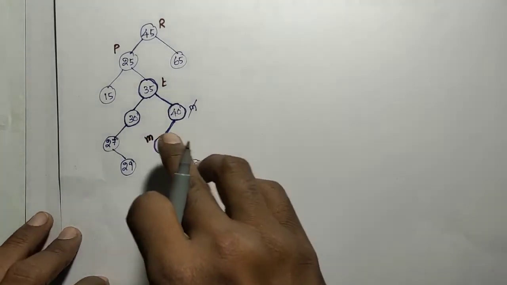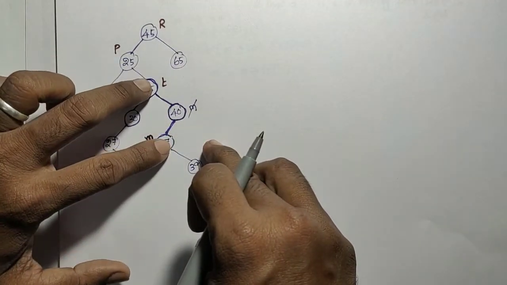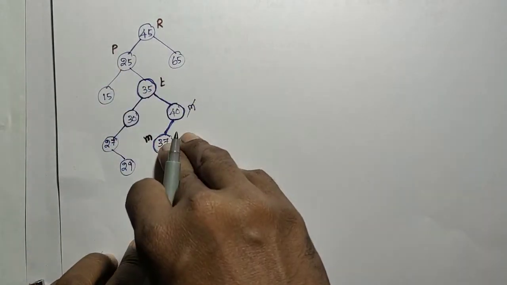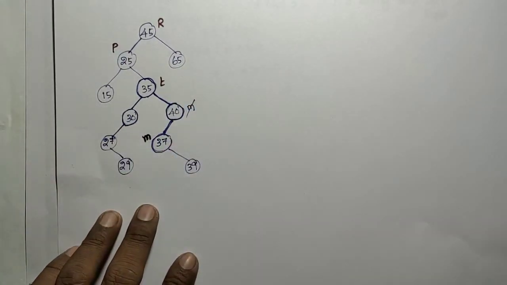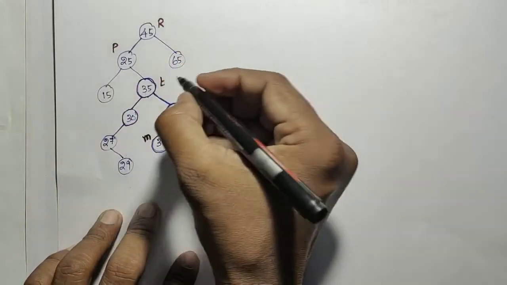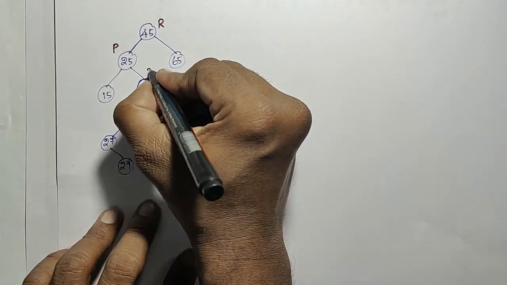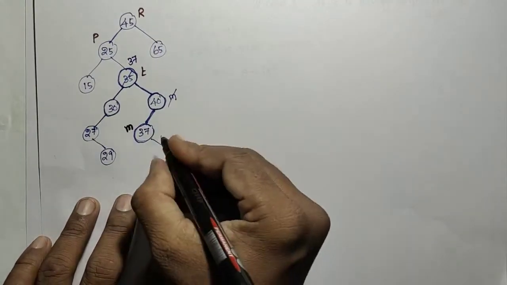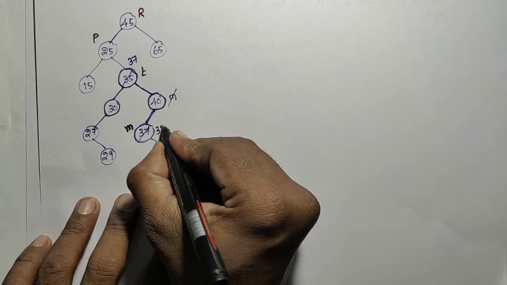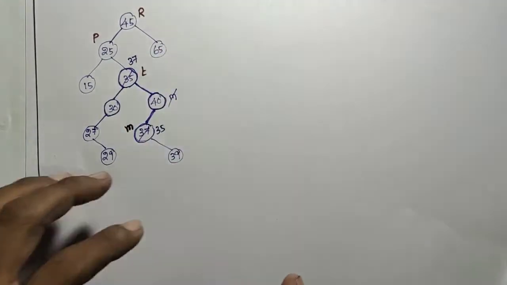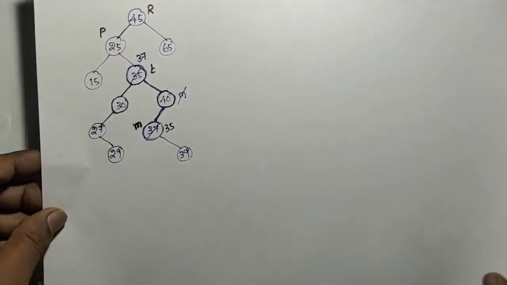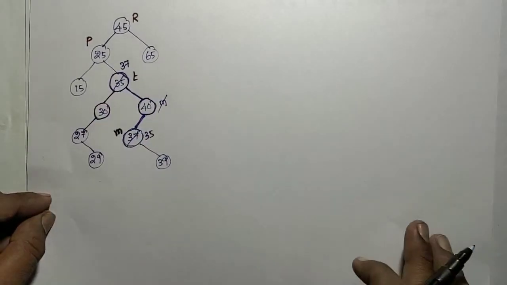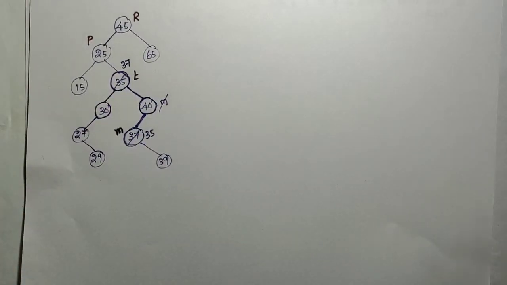At this situation what we have to do is just swap the content, 35 and 37. After swapping, the content of this will become 37, and this content will become 35. Only the data has to be swapped, not the entire node. Only the data field of the corresponding nodes should get swapped, not the entire node.